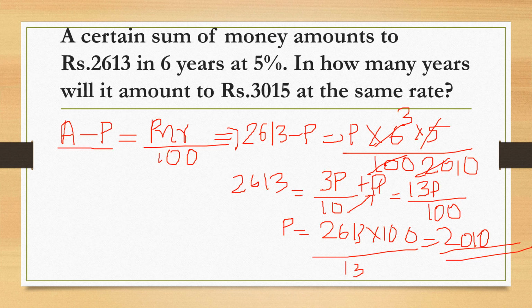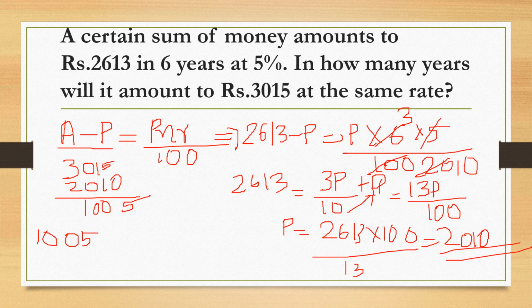In how many years will it amount to rupees 3015 at the same rate? Okay. Now we see that P is 2010 and amount is 3015. We have to find the difference. 3015 minus 2010. Okay. And the answer is 1005. Okay. Now we get the simple interest. So 1005 is the simple interest.